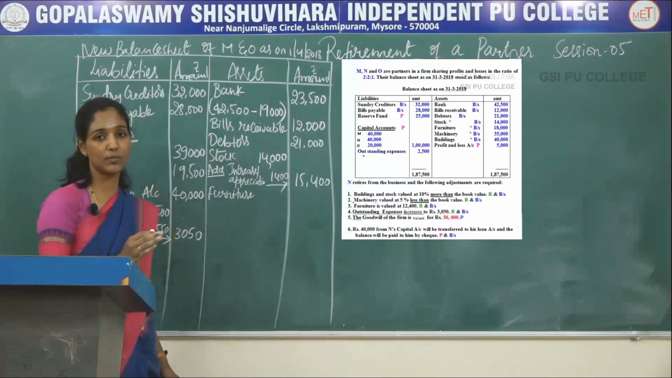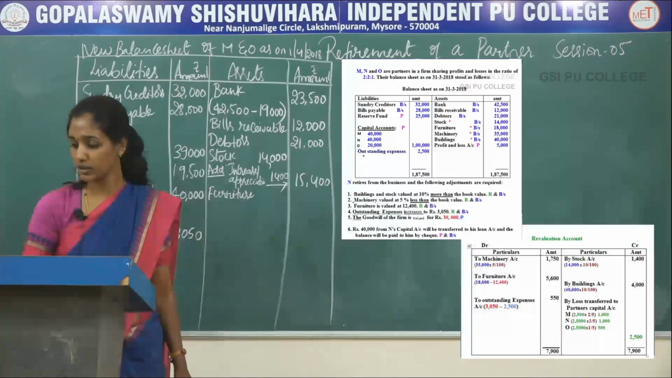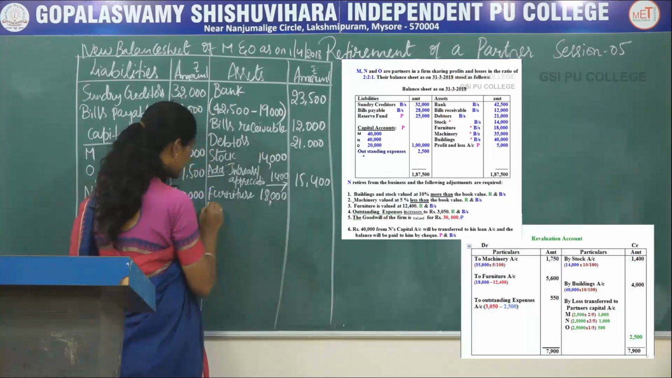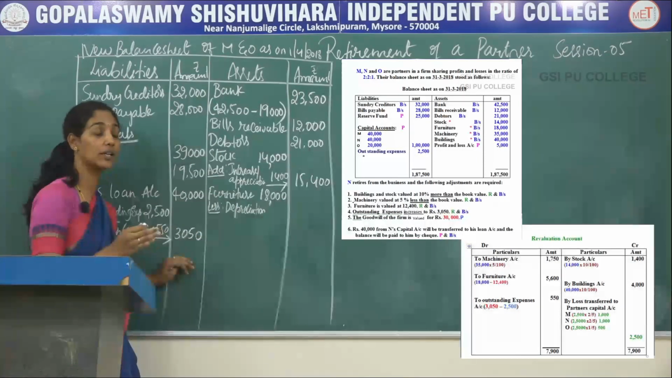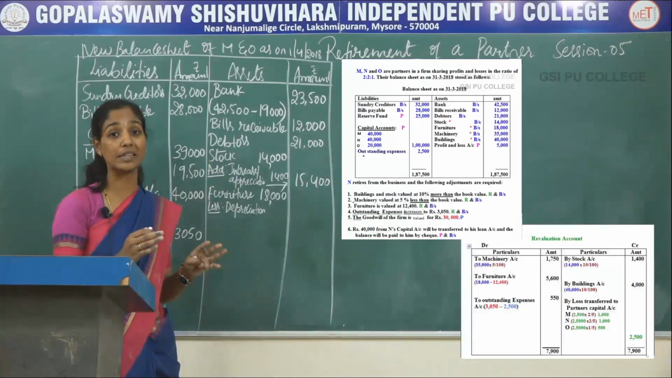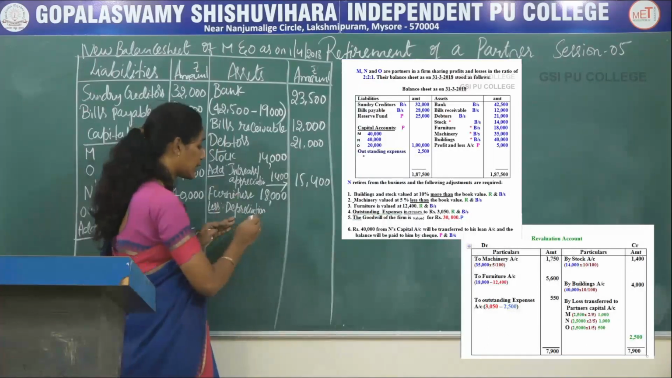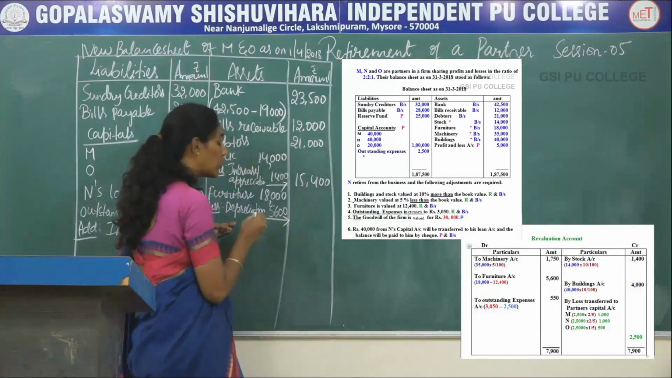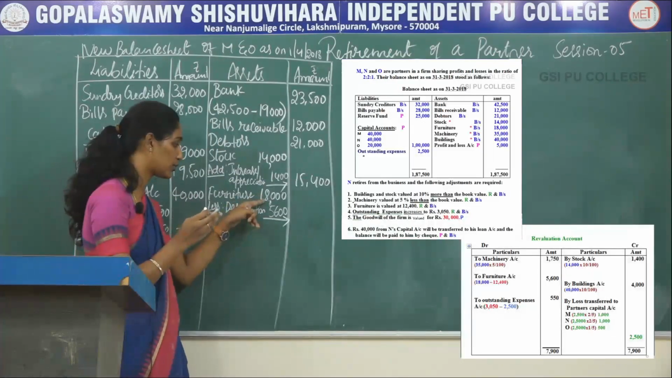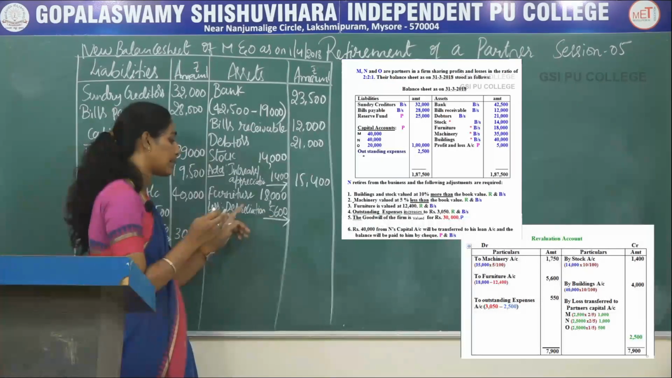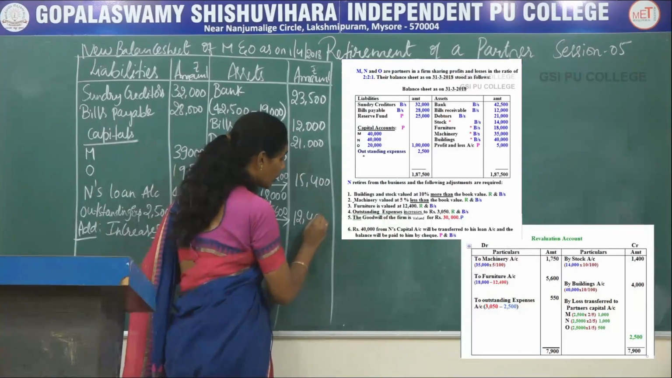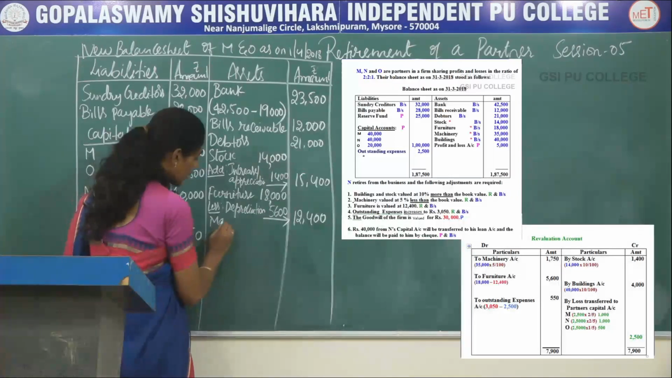Next asset is furniture. Here also there is an adjustment relating to furniture. So write the amount of furniture, rupees 18,000. Here the value of furniture is decreased by rupees 5,600. So you have to deduct 5,600 from the actual value of furniture. 18,000 minus depreciation 5,600, you will get 12,400.